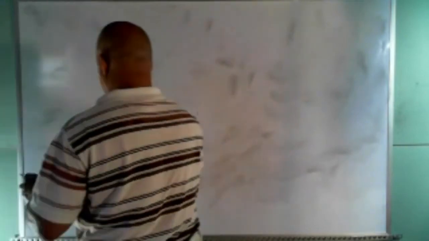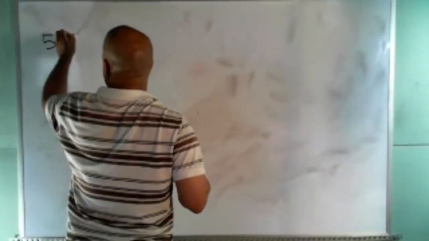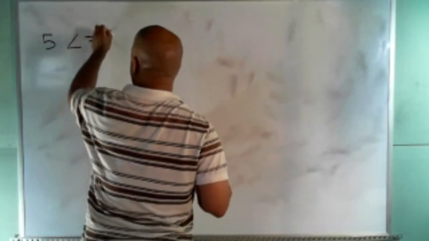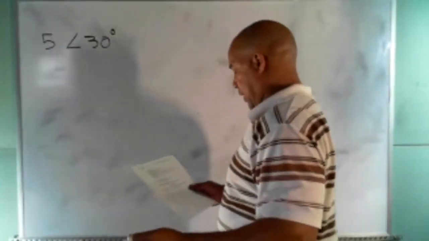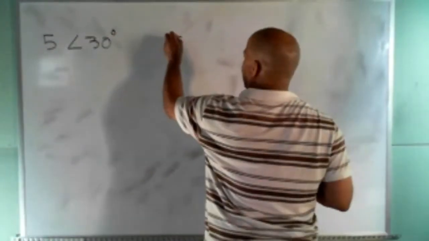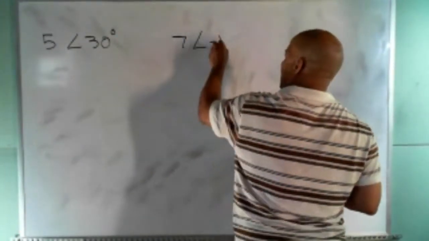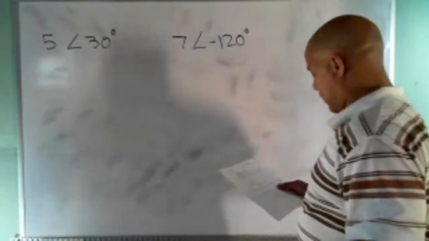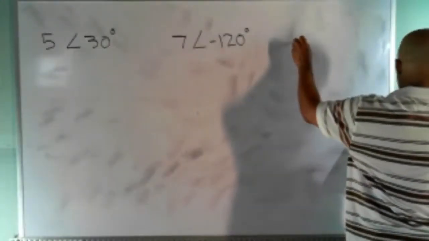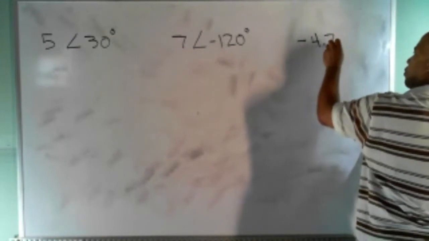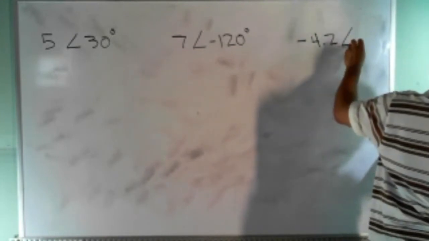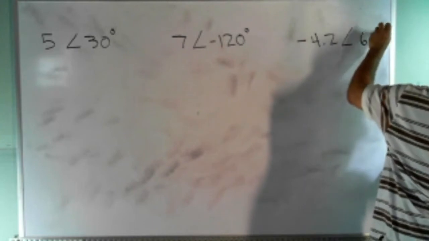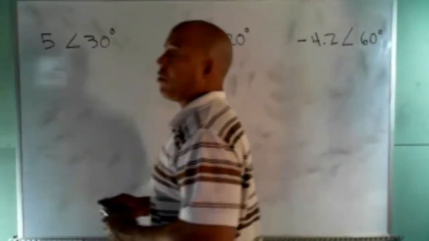So for the first one, they give you 5 at an angle of 30. And then they give you 7 angle minus 120. And they give you minus 4.2 angle 60. All right, so all they want you to do is graph it.